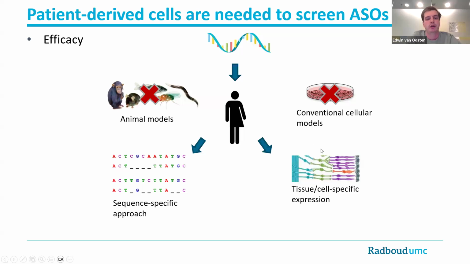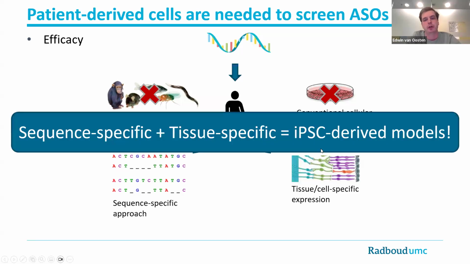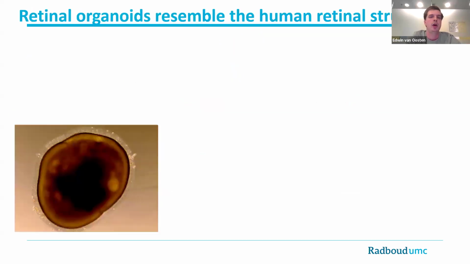So if we want to have both a sequence-specific approach as well as a tissue-specific approach, our solution for this is using iPSC-derived models or induced pluripotent stem cell-derived models. And we're also using these models to do some initial safety testing of our top candidate ASOs. Our iPSC model of our choice is retinal organoids, and these are three-dimensional tissues that resemble the human retina. They're usually about 2 millimeters in diameter.